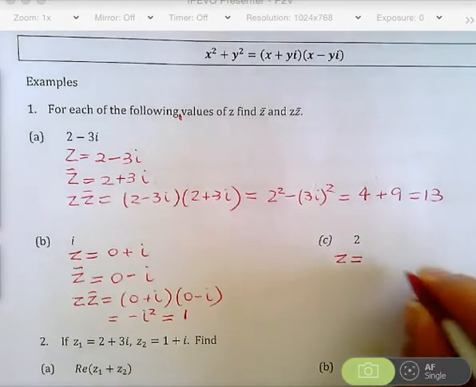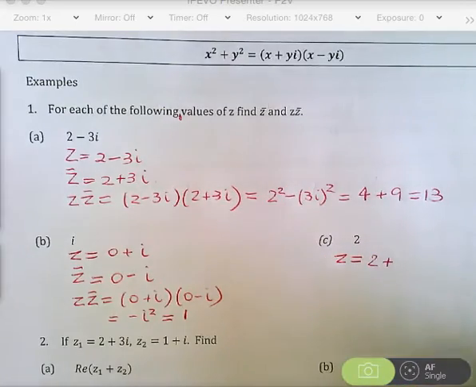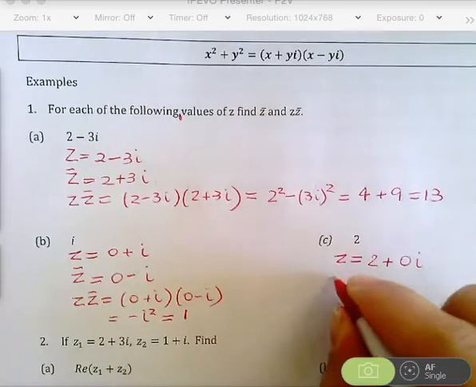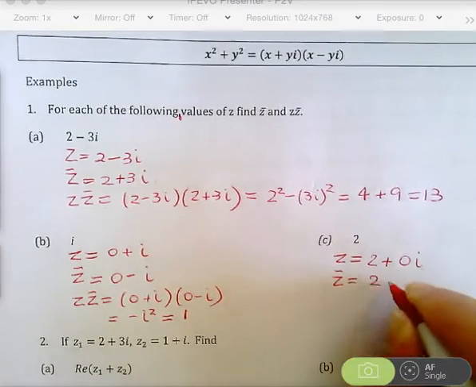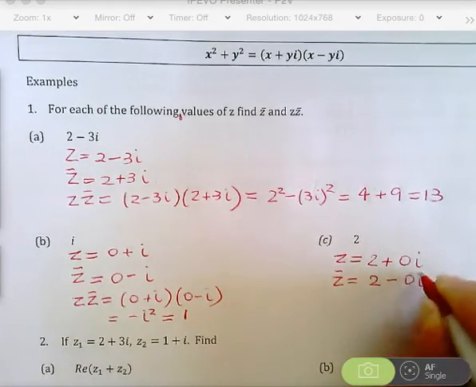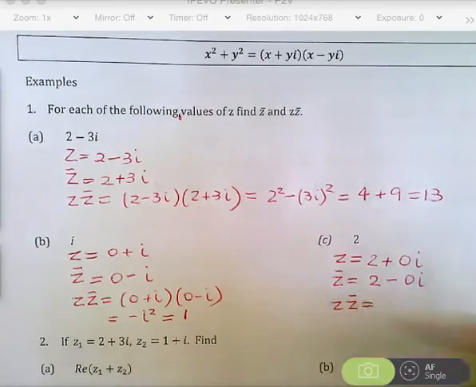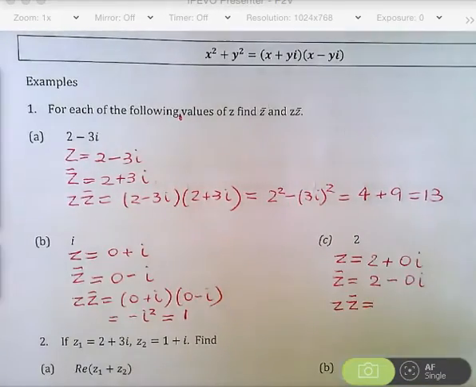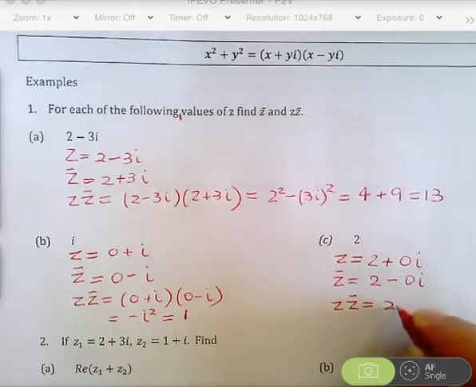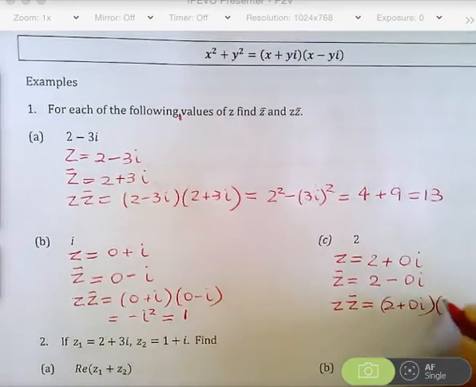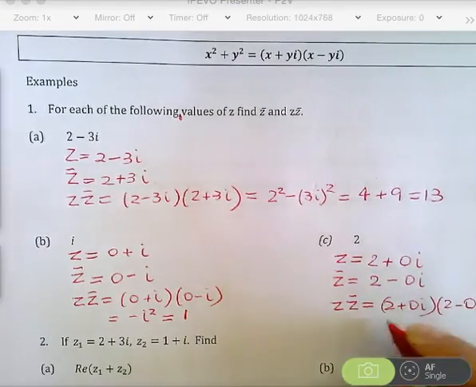2's the real bit. 2 plus what i? There's no i. So it's got to be what? 0i. Good. And z bar would be 2 minus 0i. So what's z times z bar? Isn't it just 2 times 2? It's 2 plus 0i times 2 minus 0i.